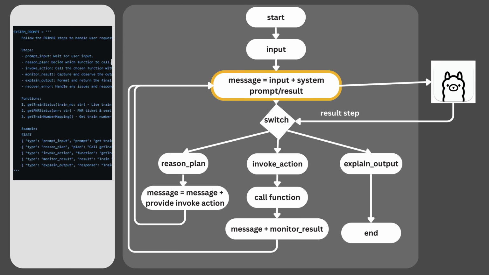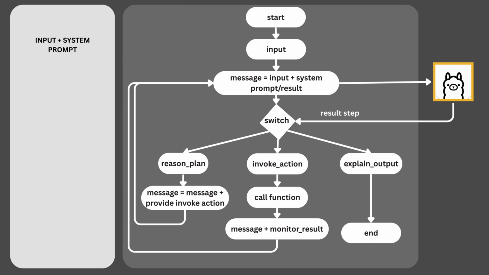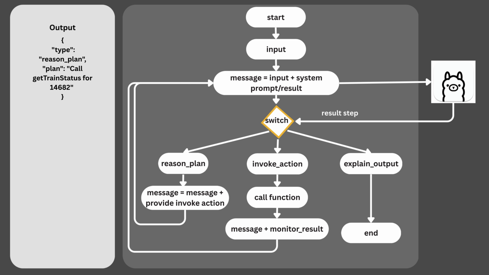Now this is our system prompt, which says to follow the prime steps. These are the steps, these are the functions, or the resources available to the LLM, and an example of how it needs to perform this action. So the LLM model will get the input along with the system prompt. It is going to return a reason plan. This is just a plan saying that it is going to call get train status for 12628. It is going to have the reason plan.